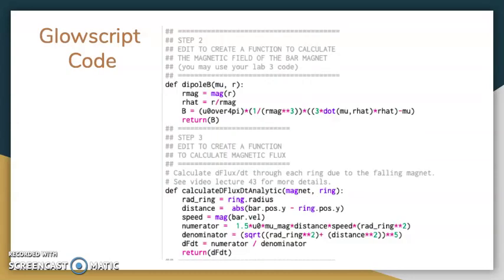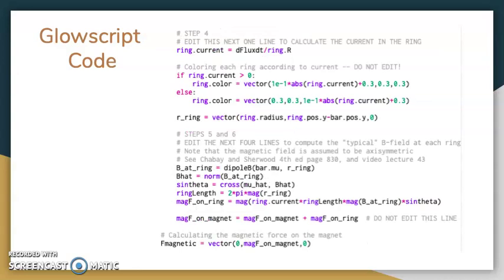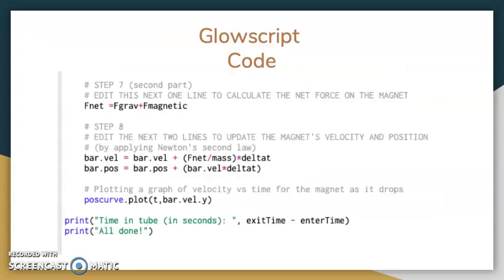Next, I used a function to calculate the magnetic field, which was also gathered from Lab 3, and then created a new function to calculate magnetic flux. Then I started the simulation loop, which was the motion prediction and then the visualization, as well as calculating the gravitational force on the magnet. I calculated the current in the ring and computed the typical B field at each ring. Lastly, I went on to calculate the net force on the magnet and then updated the magnet's velocity and position.